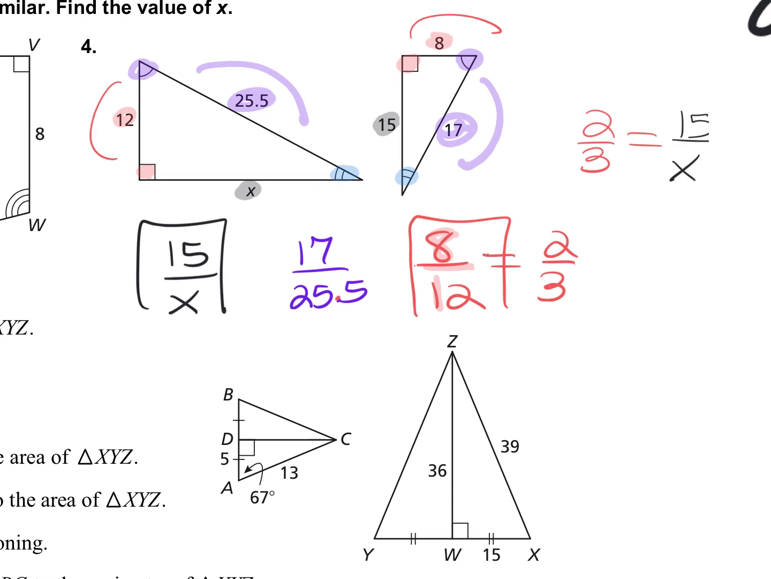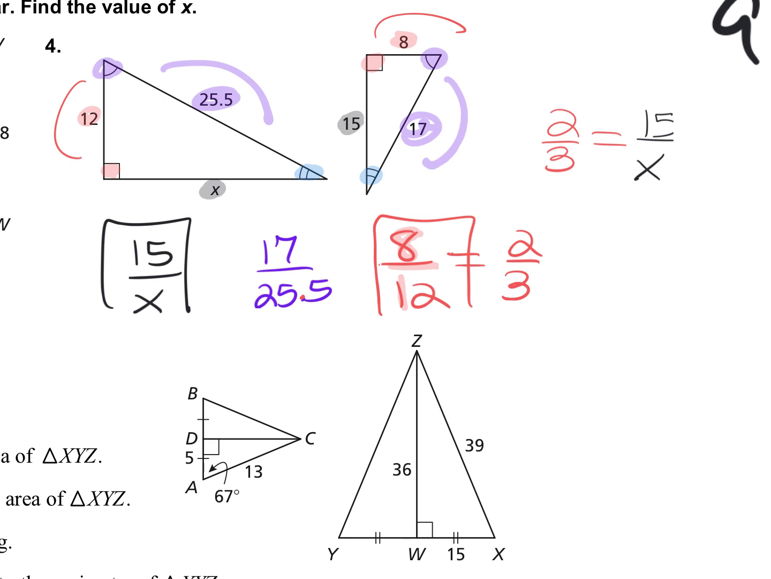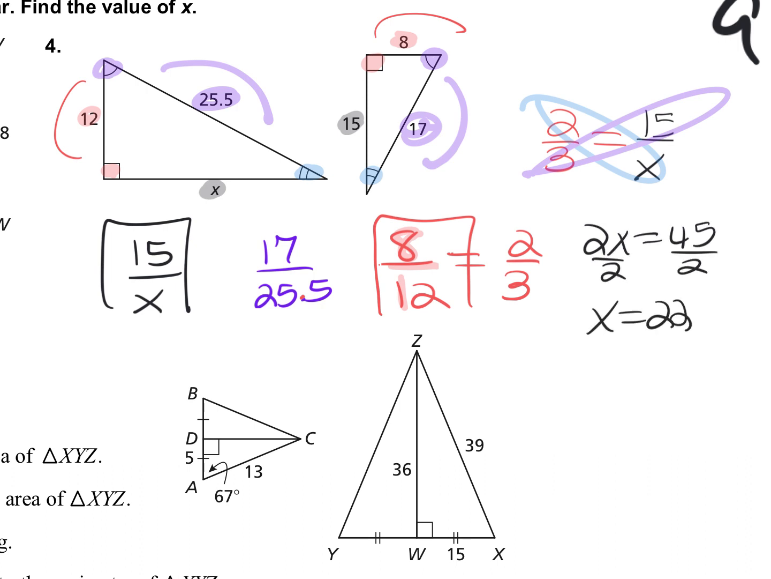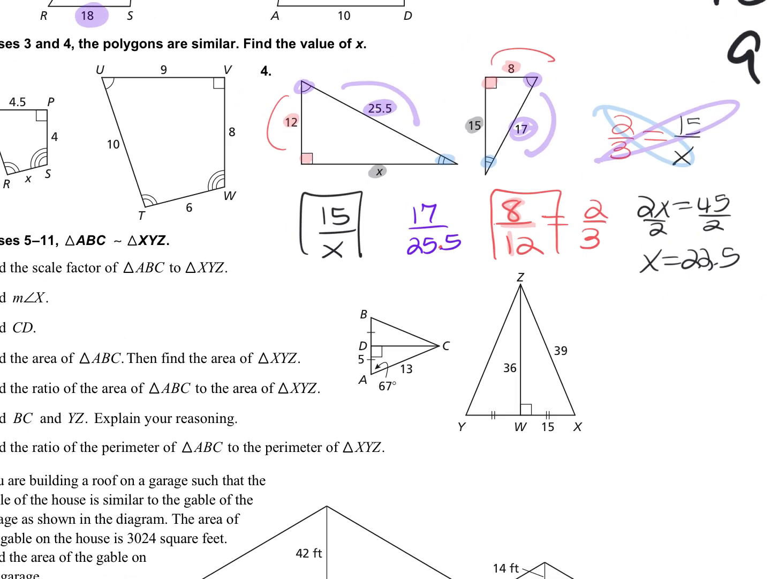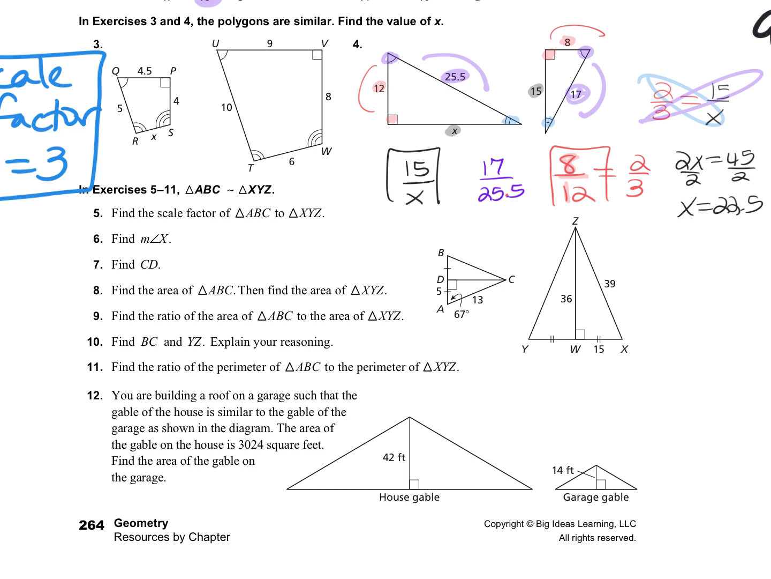So now I need to cross multiply. I'm going to multiply 2 times x, 3 times 15. 2x equals 45. Divide by 2. And the value of x is 22.5. I could have also used the purple ratio, but because you're not using a calculator, you might not want to use the decimal. You'll also be able to find missing altitudes or medians.